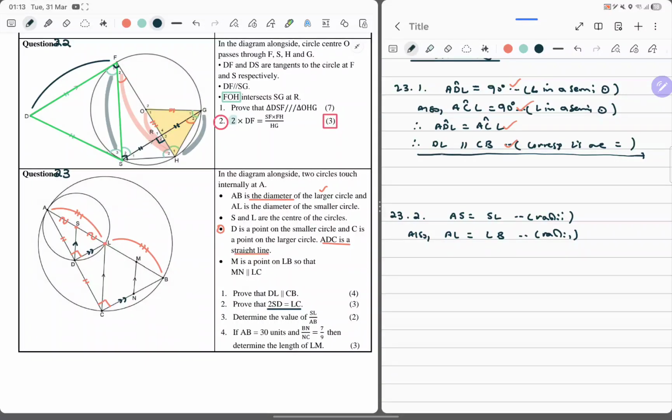Now we proved above that DL is parallel to CB. If that is the case, we can say, well, since DL is parallel to CB, proved above, we can make a conclusion that indeed AD must be equal to DC. Right, what is this, midpoint theorem?